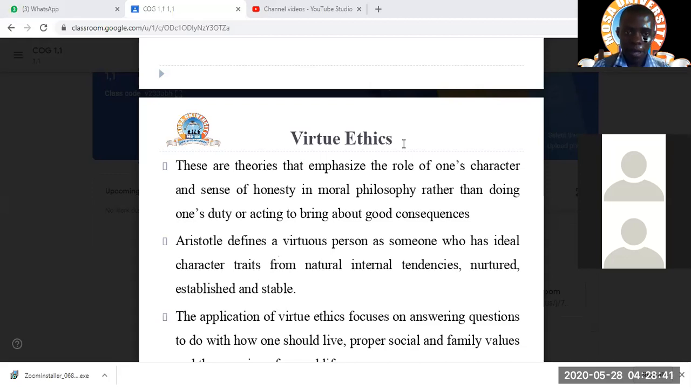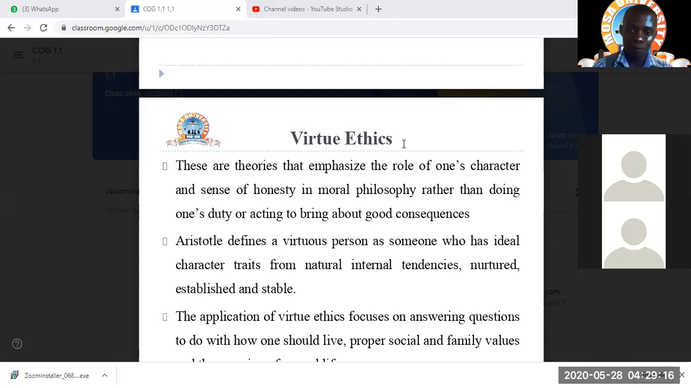Okay, a philosopher, rather an old man, a philosopher called Aristotle, in his time defined a virtuous person as someone who has ideal character traits from natural internal tendencies, nurtured, established, and stable. What Aristotle is trying to say is that for you to say a person is virtuous, it means they have certain traits, certain qualities that make their character good, and these things are something they do often. It's in them. That is how they are nurtured. It's something that is established in them.